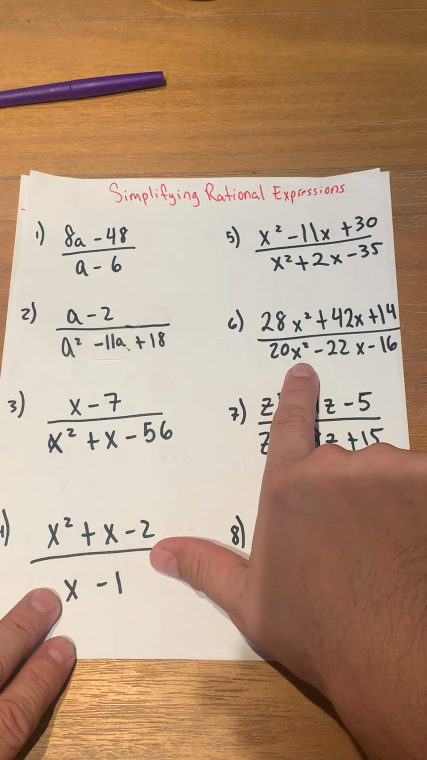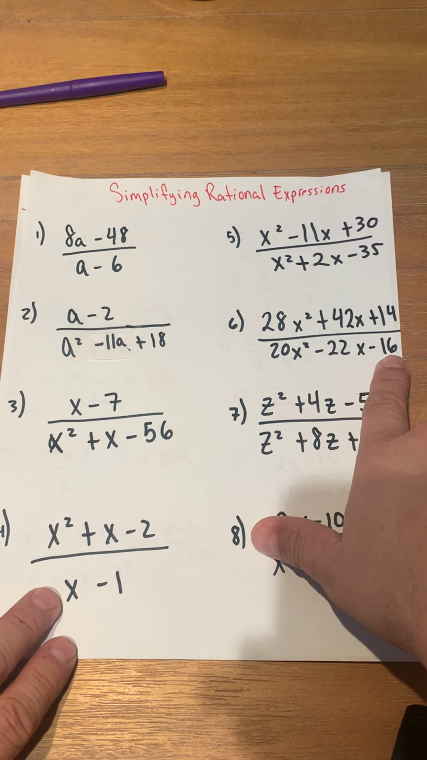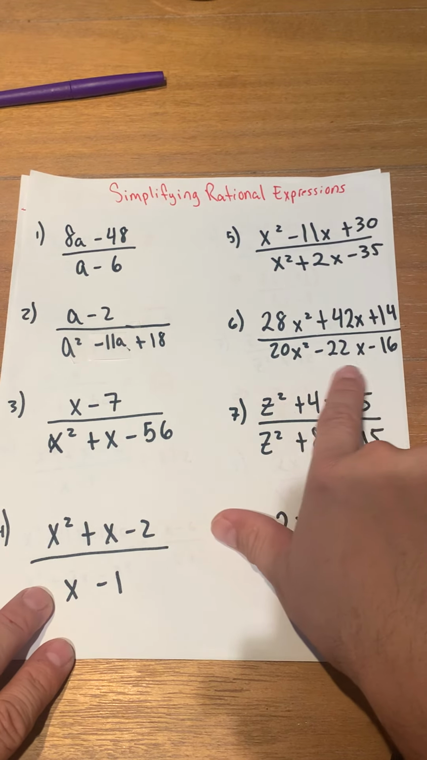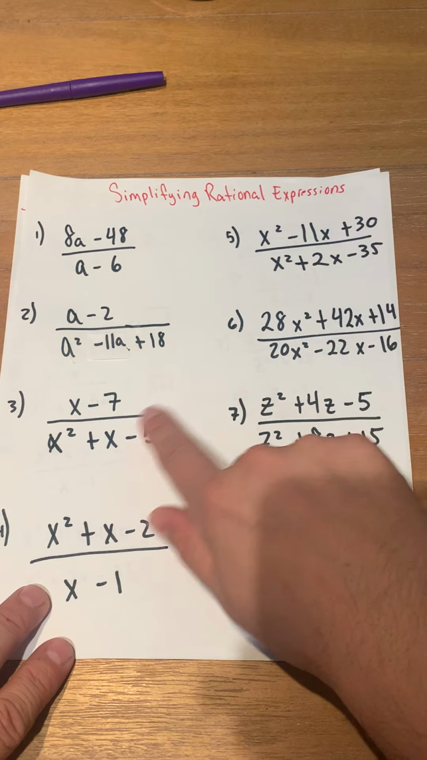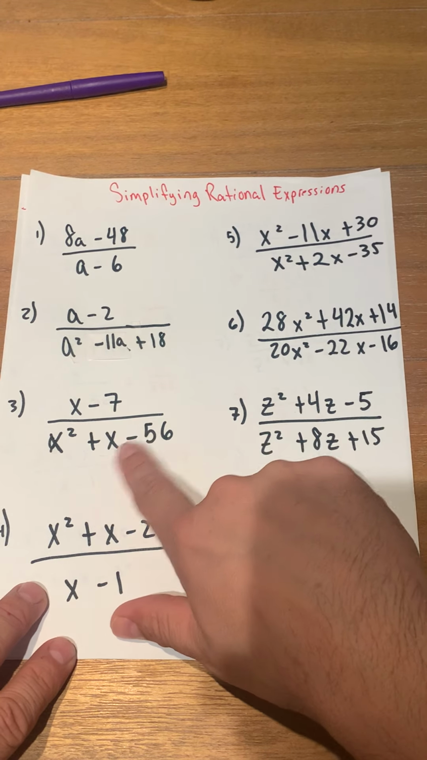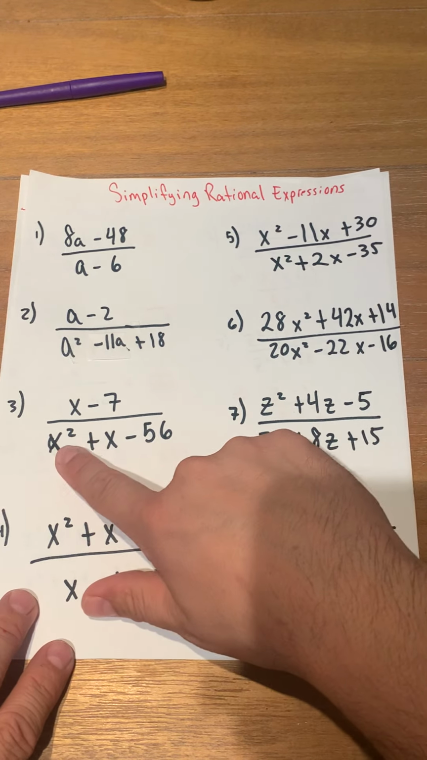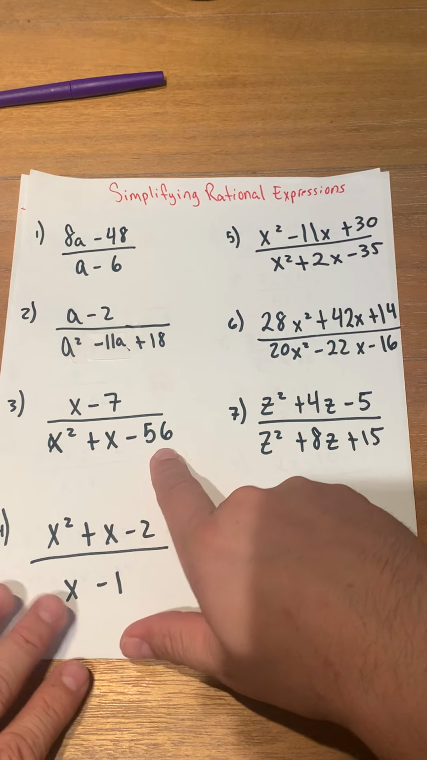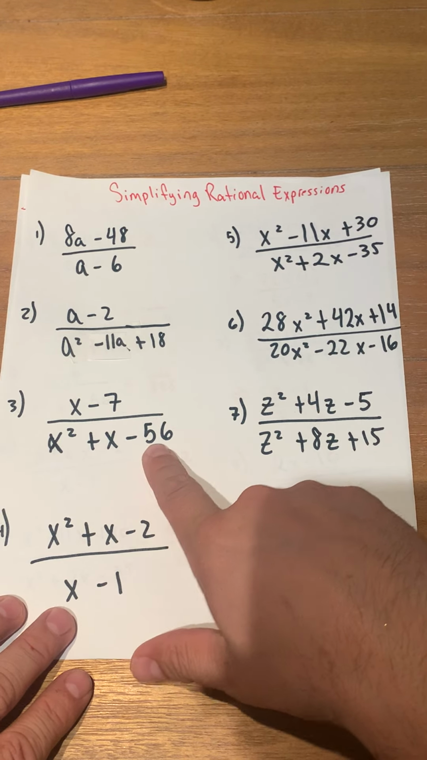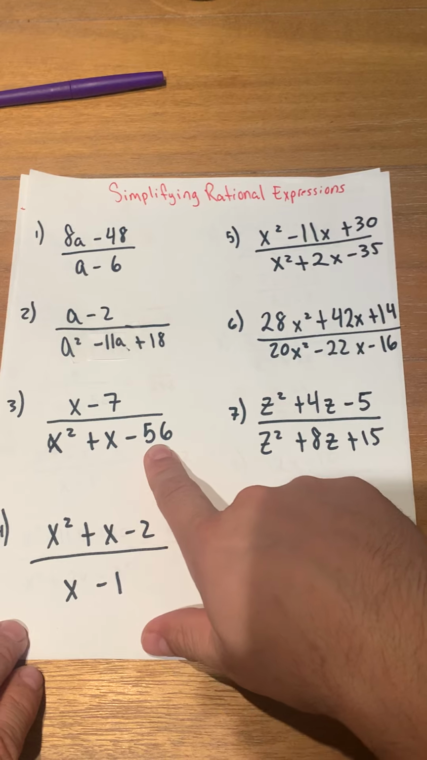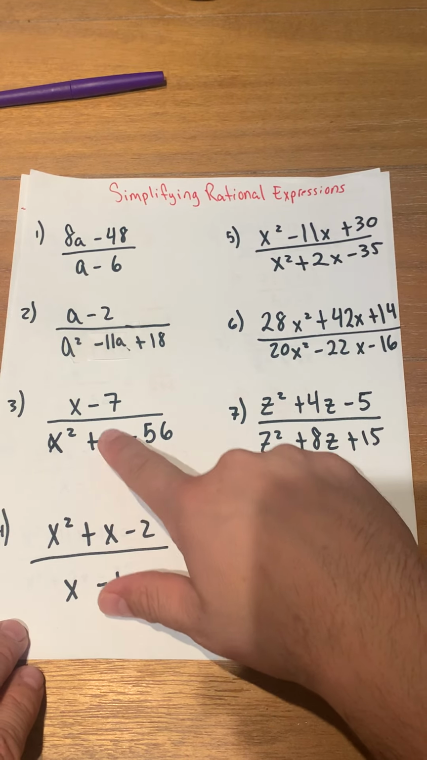Then we have 20x squared minus 22x minus 16. Again, what is a common factor between all three of these? Over here, I have x minus 7, divided by x squared plus x minus 56. So what two numbers, when we multiply them, will give me negative 56 and give me that positive 1 that I need?